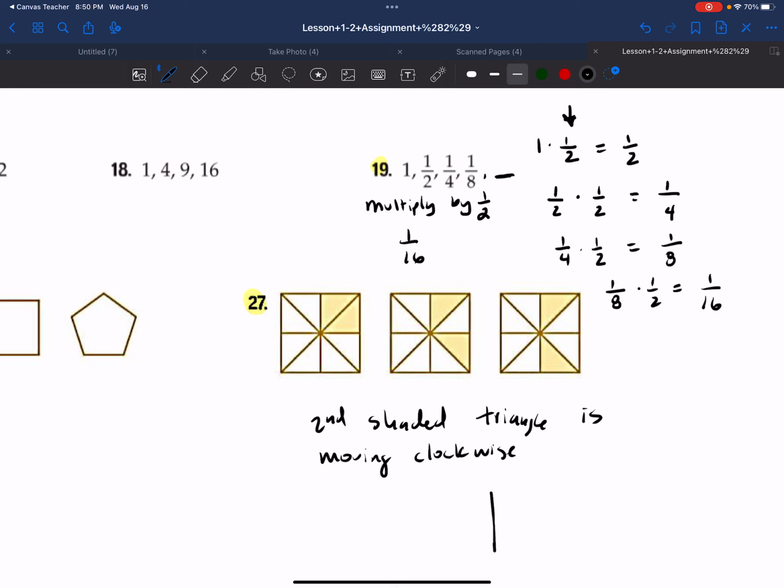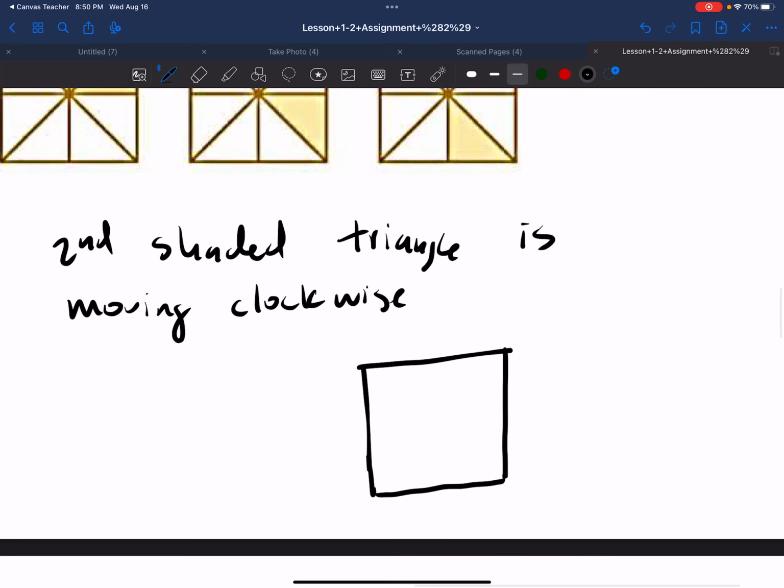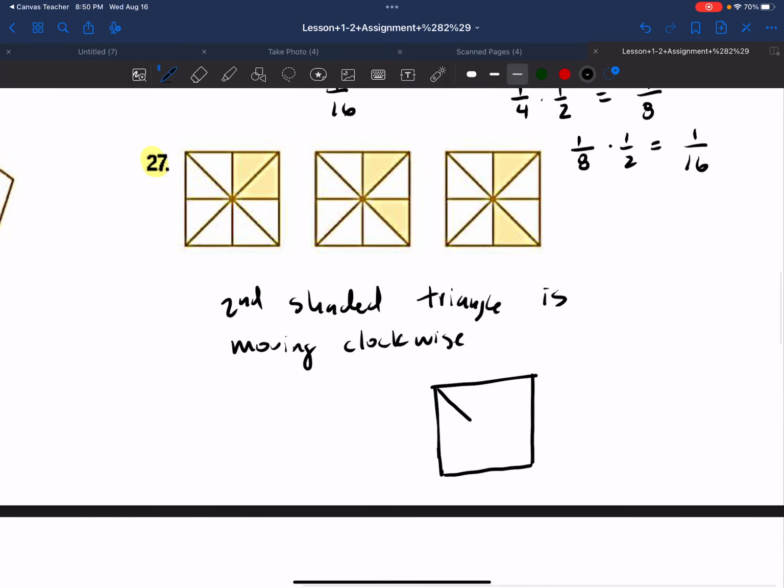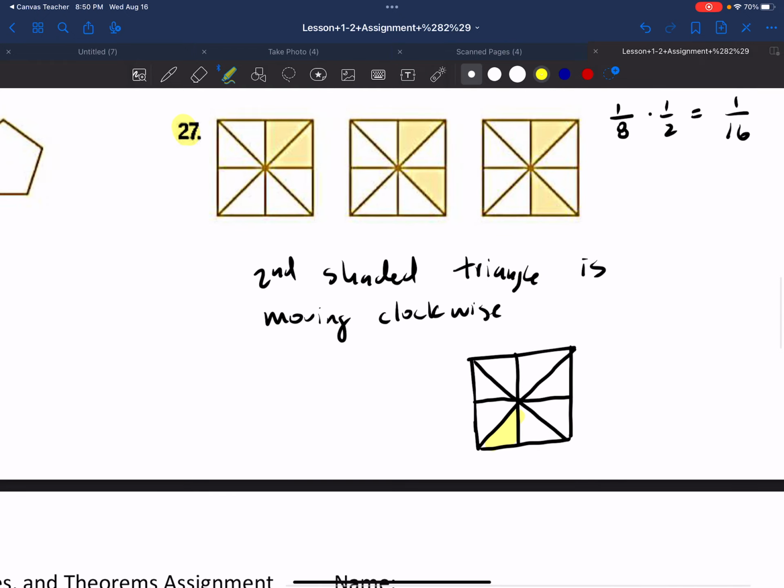And I draw my square, and then I'm going to replicate everything there. So this should get moved to here. Okay, that's the answer. Oh, and we should also shade this part too, because that's the one that stays the same.